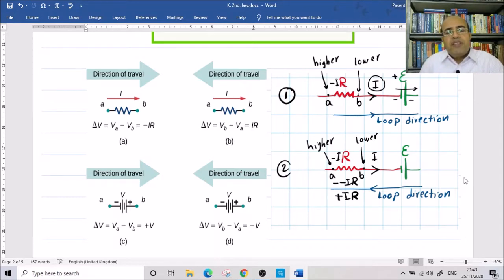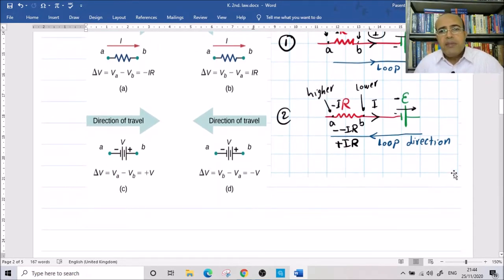So the potential difference around the resistor in the second case is positive IR. What about the electromotive force? The movement of charge carriers is from lower potential to higher potential. But because this is the direction of the loop, we say the electromotive force is negative. Now, don't confuse. I give you a general way.